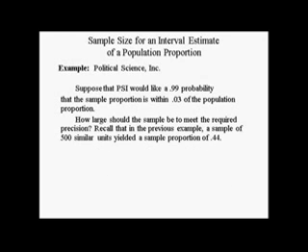Suppose that PSI would like a 0.99 probability that the sample proportion is within 0.03 of the population proportion. How large should the sample be to meet the required precision? Recall that in the previous example, a sample of 500 similar units yielded a sample proportion of 0.44. This is our p star.